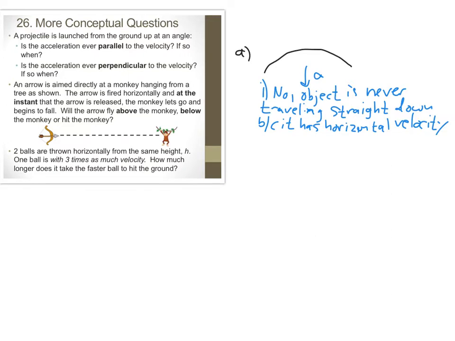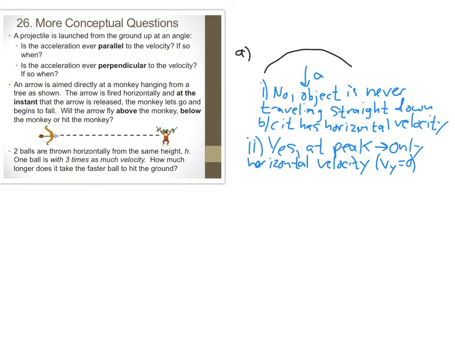For the second one, is the acceleration ever perpendicular? And that does occur. We need a time when our velocity is simply in the horizontal direction, and that happens at the peak. Remember that the y velocity at the peak is 0, so that means that velocity and acceleration are perpendicular in that case.